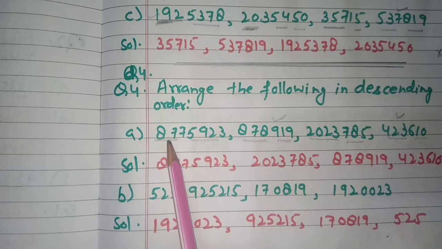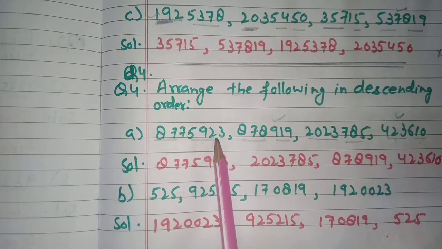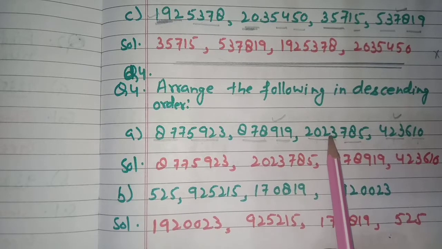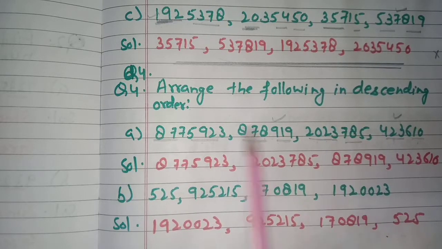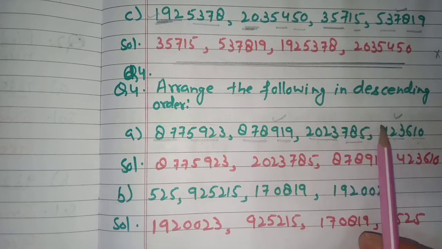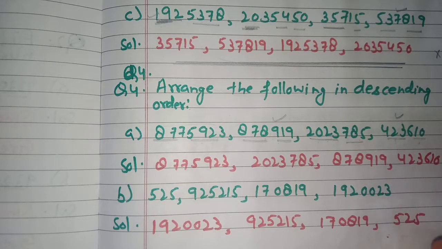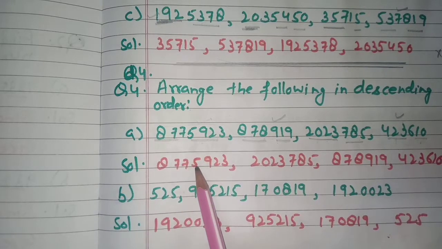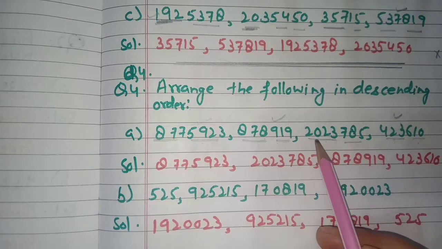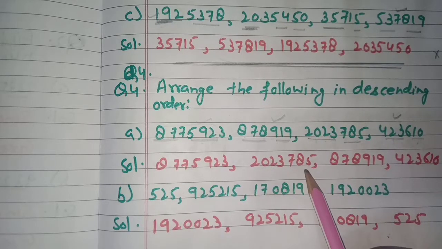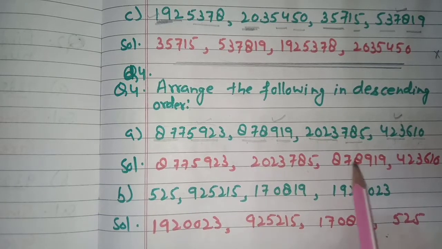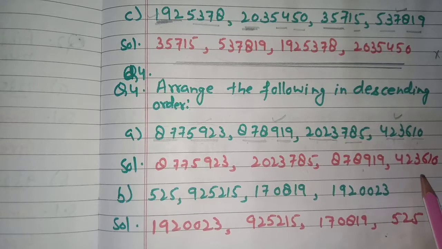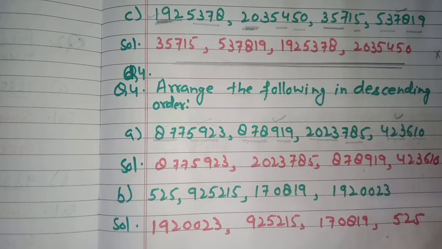So this is 87,75,923 and this is 20,23,785. So you can mention the places over these numbers to compare them if you feel any difficulty. So which one is the greatest one? 87,75,923. Then comes 20,23,785. Then comes 8,78,919 and at last the smallest one is 4,23,610.